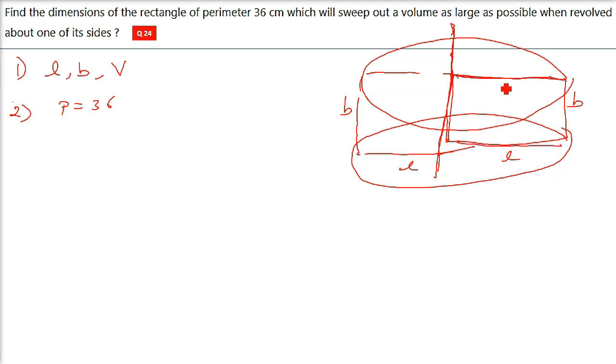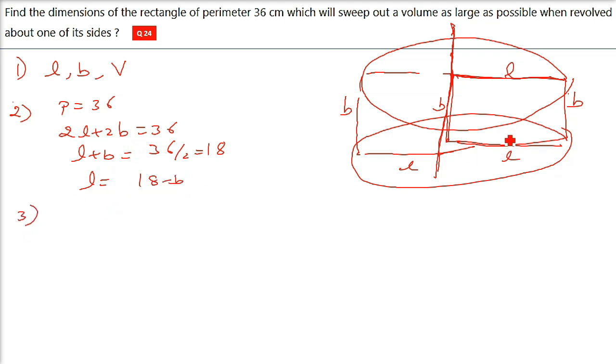So this is length and breadth. The perimeter is 36, so 2L plus 2B is 36. L plus B is 36 by 2, and 36 by 2 is 18. So we get a relationship between length and breadth. You can have B equals 18 minus L, or L equals 18 minus B, whichever way you want, because we are going to differentiate it anyway.